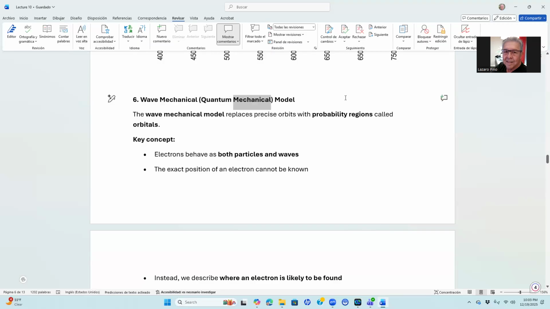The wave mechanical, quantum mechanical model replaces precise orbits with probability regions called orbitals. Key concept: electrons behave as both particles and waves.